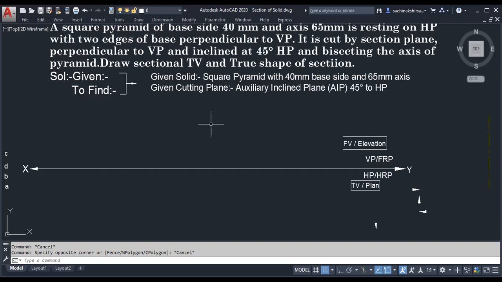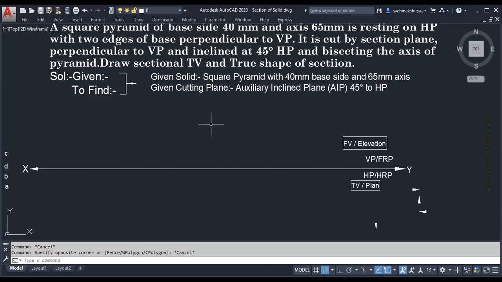Where is the solid cut? It is cut in the front view. It is not the case that it is cut in the top view and its sectional top view is asked. The view in which it is cut is never the sectional view that is asked; actually, it is not possible. So you have to see which sectional view is asked, and depending upon that you can see where it is cut. Here sectional top view is asked, so it is cut in the front view.